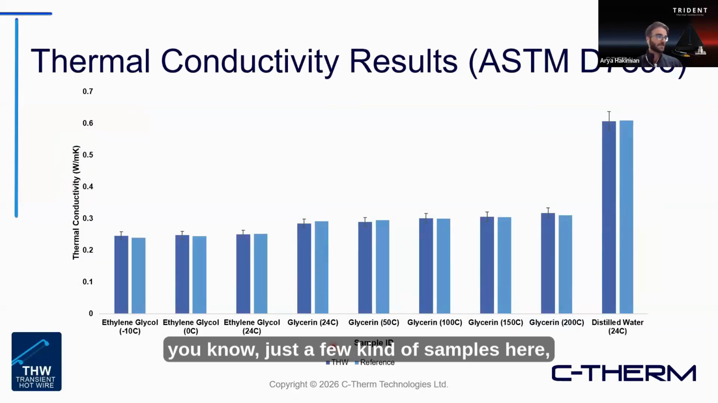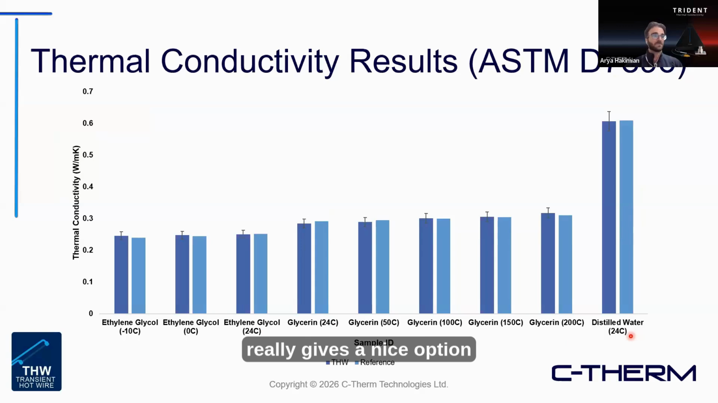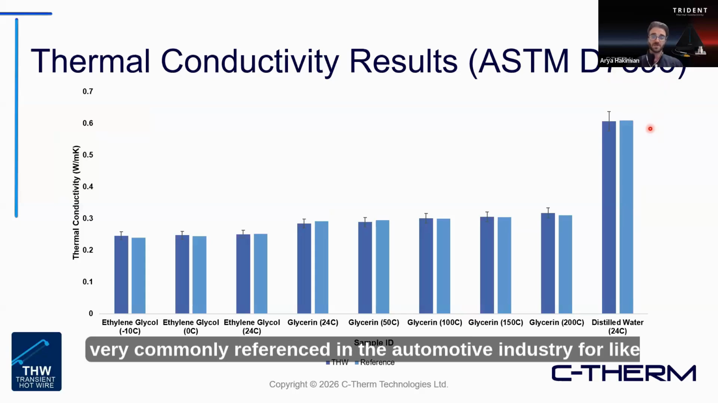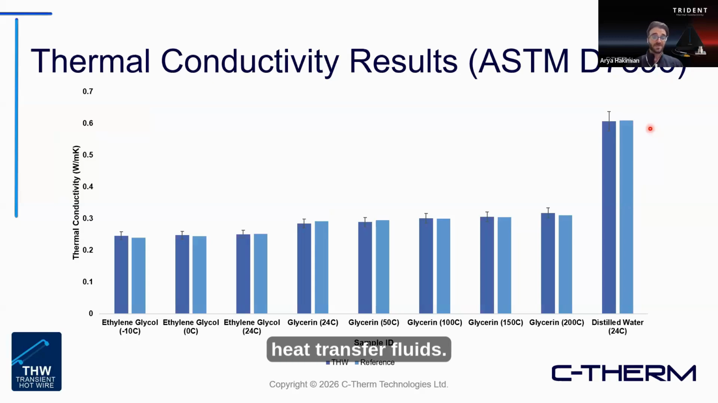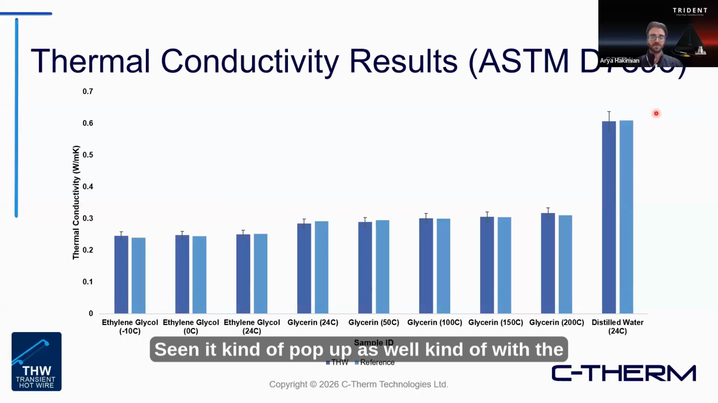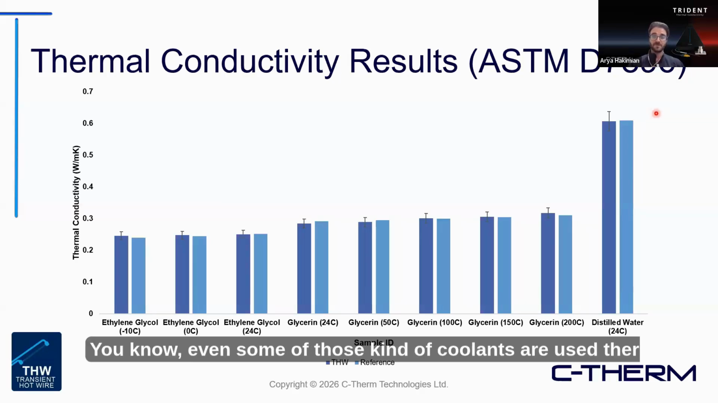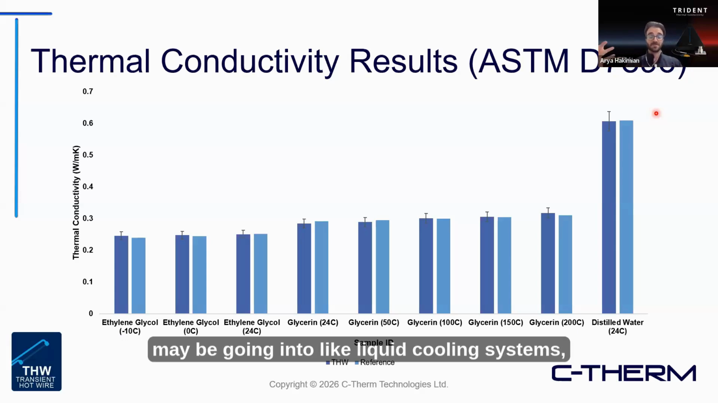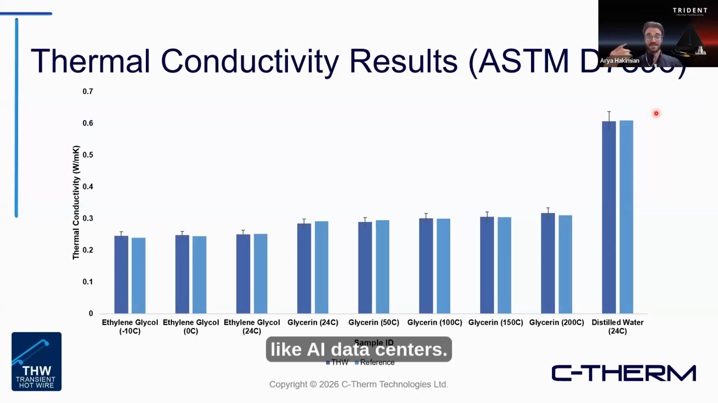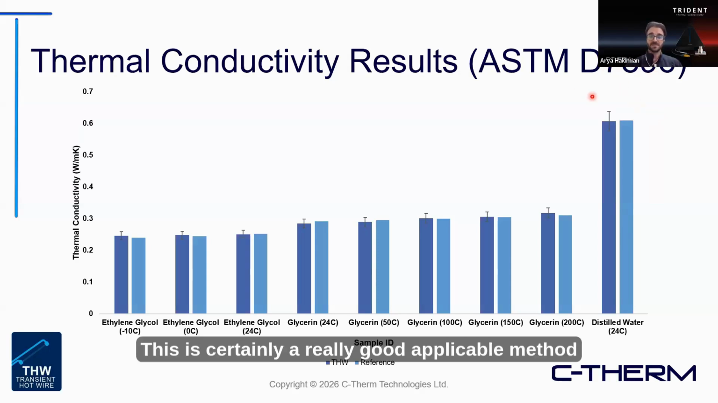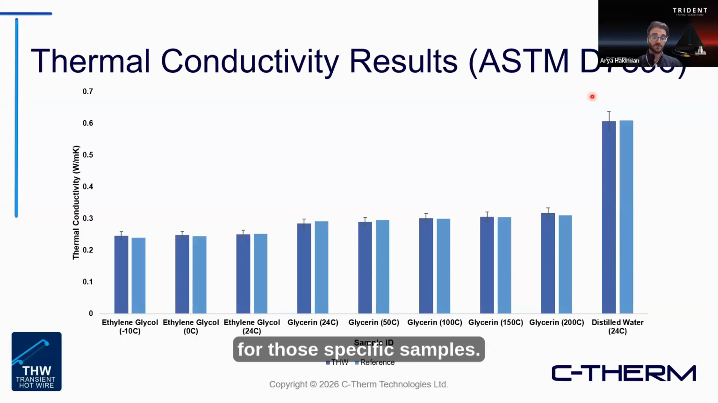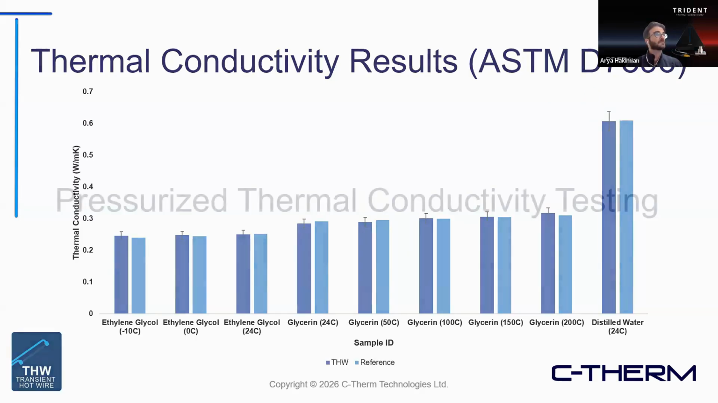Whether you're testing just a few samples here, like glycols, glycerins, even distilled water, it really gives a nice option. The ASTM D7896 is very commonly referenced in the automotive industry for coolants and heat transfer fluids. I've seen it pop up as well with the electrification of automotive, even with some of those coolants that are used there. You can take the step further into coolants that may be going into liquid cooling systems, like in the AI data centers. This is certainly a really applicable method for those specific samples.